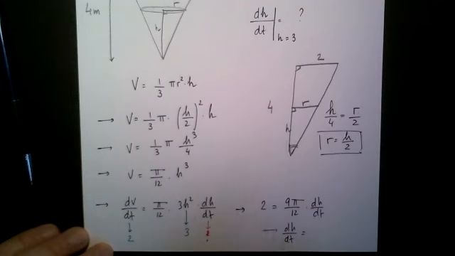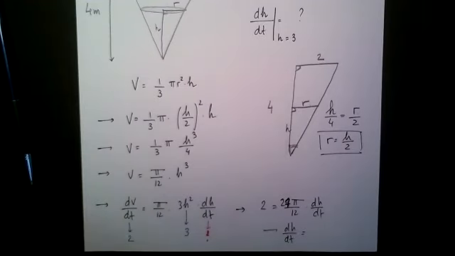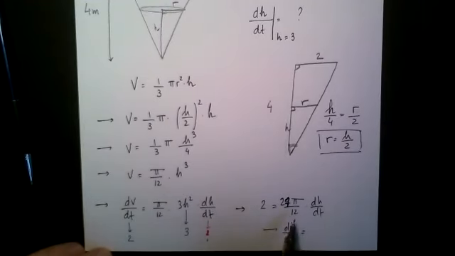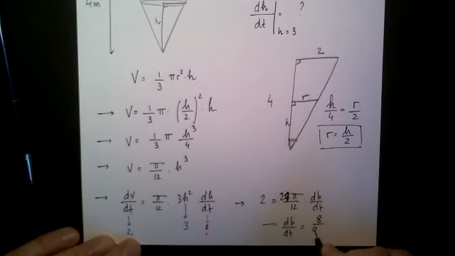Are you sure it's 9? Oh, no, you're right, it's 27, right? Yeah, I forgot the square. Yeah, 27, sorry. Thank you. So 24 over 27 divided by 3 is 8 over 9. So 8 over 9 pi, that's what I get. There you go.